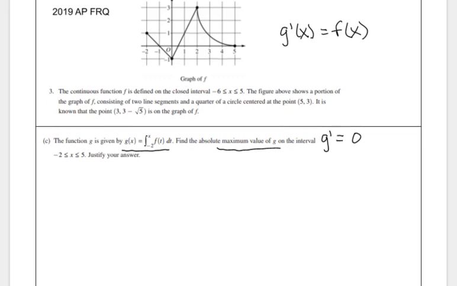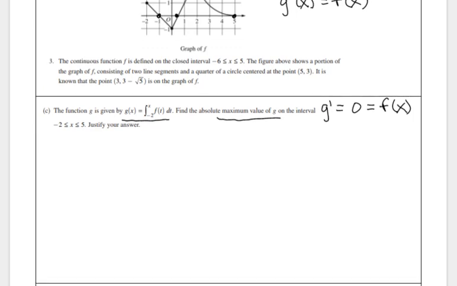For g prime of x to equal 0, it means where does f of x equal 0? So we're looking at those x-intercepts. So -1, 1/2, and 5. So as we make our table, we've got x and g of x. We know we're going to start at -2. We have a critical point at -1, a critical point at 1/2, and an endpoint at 5.